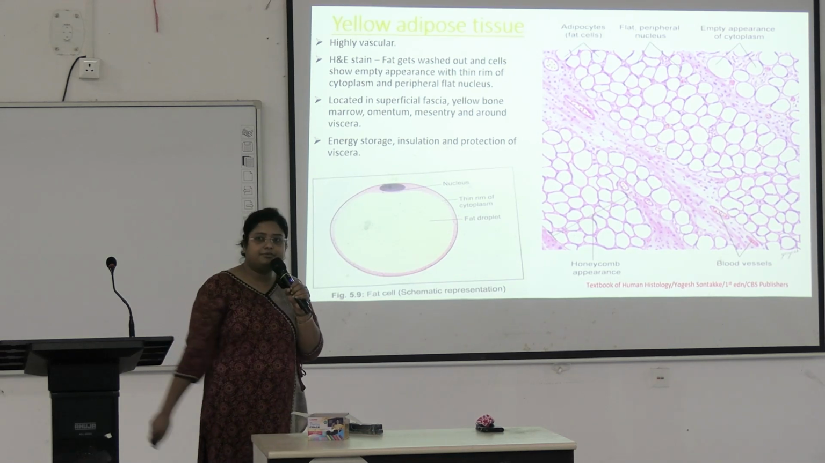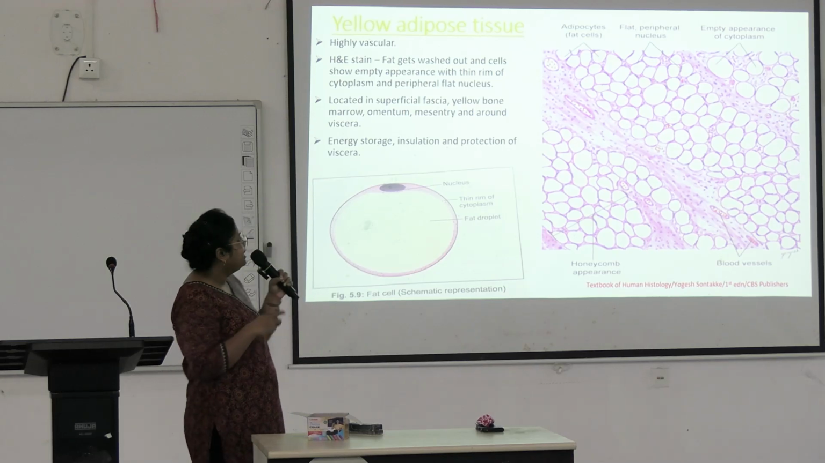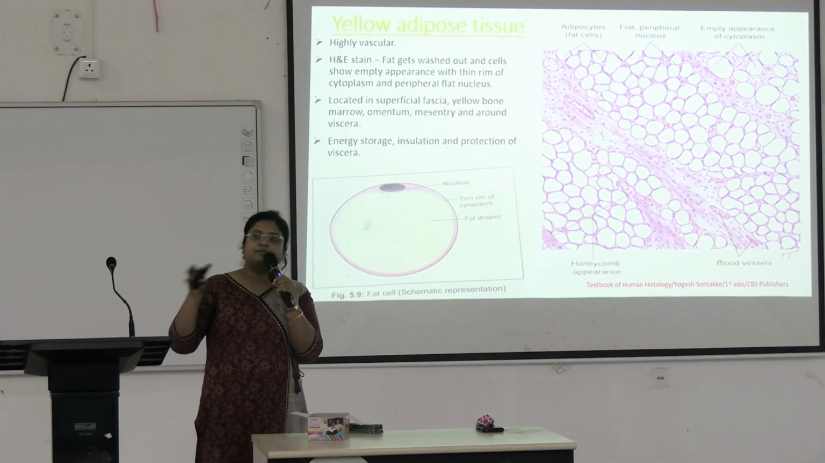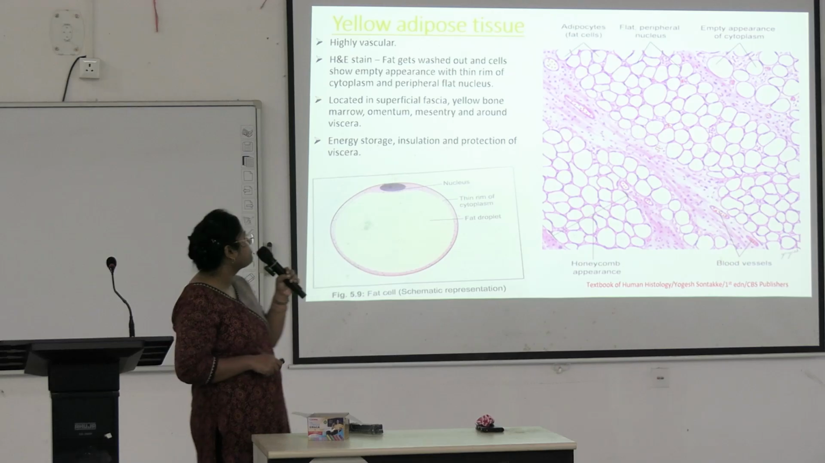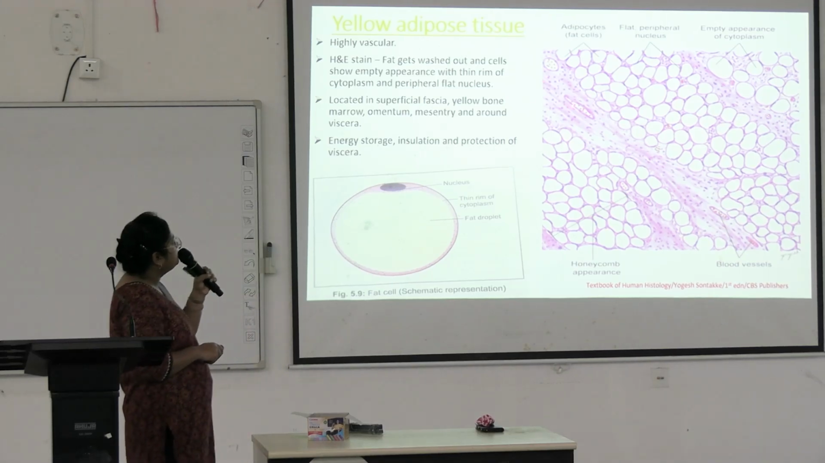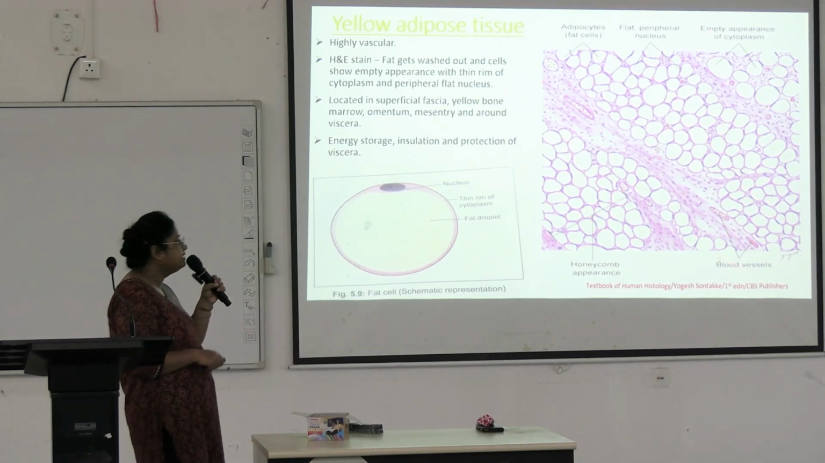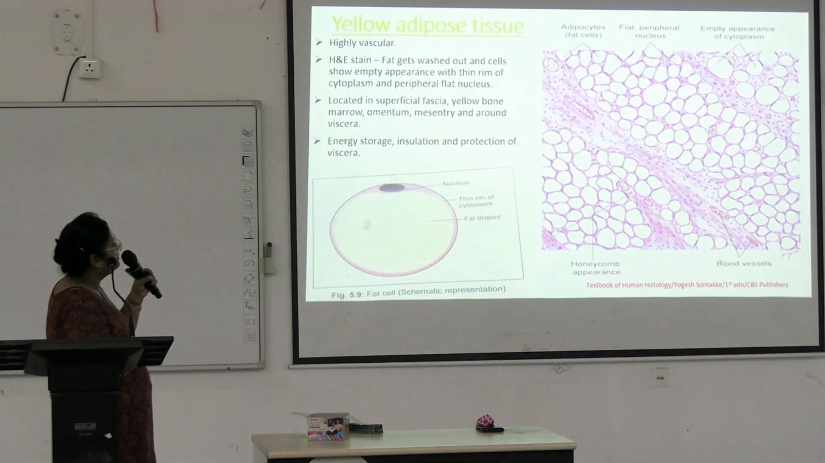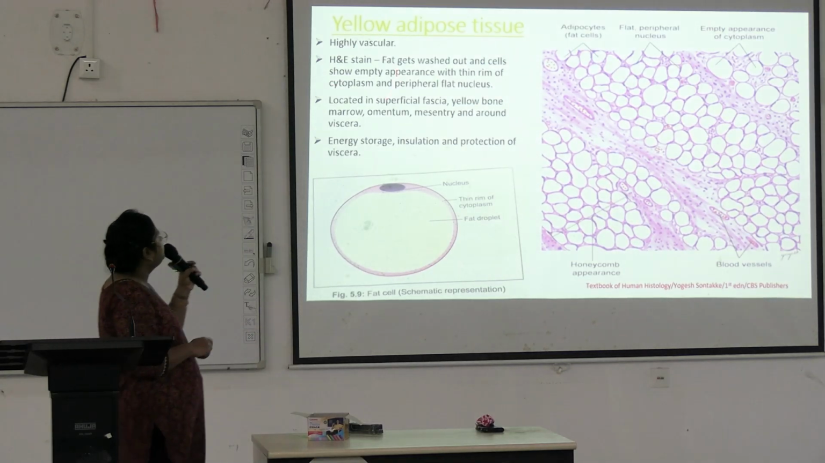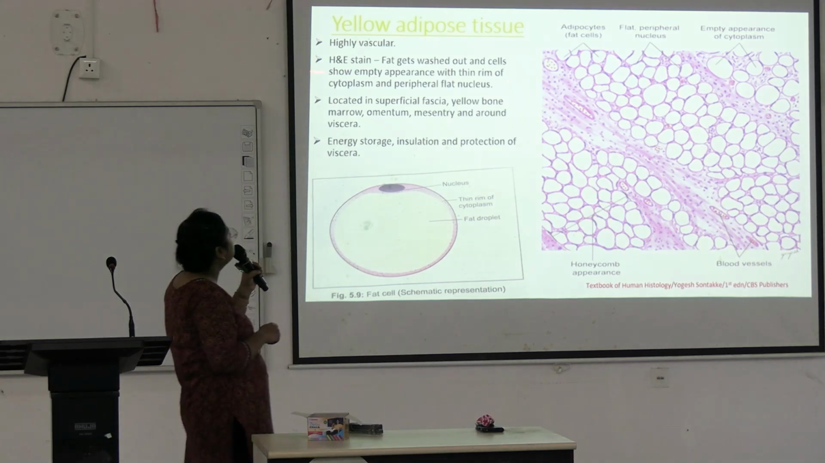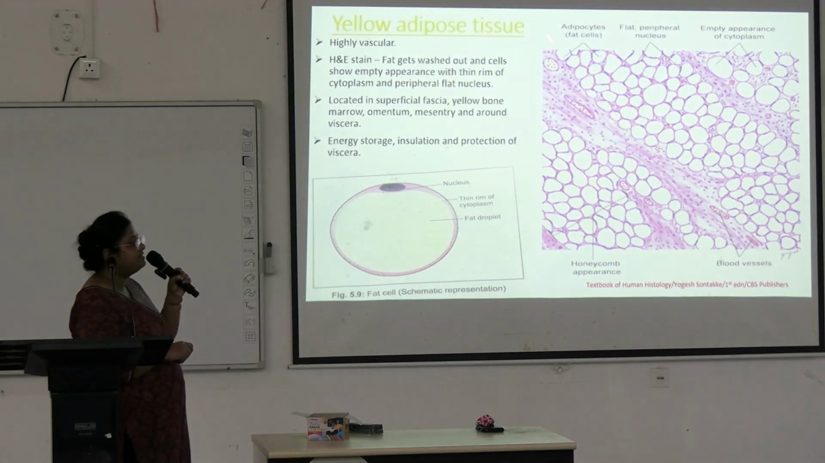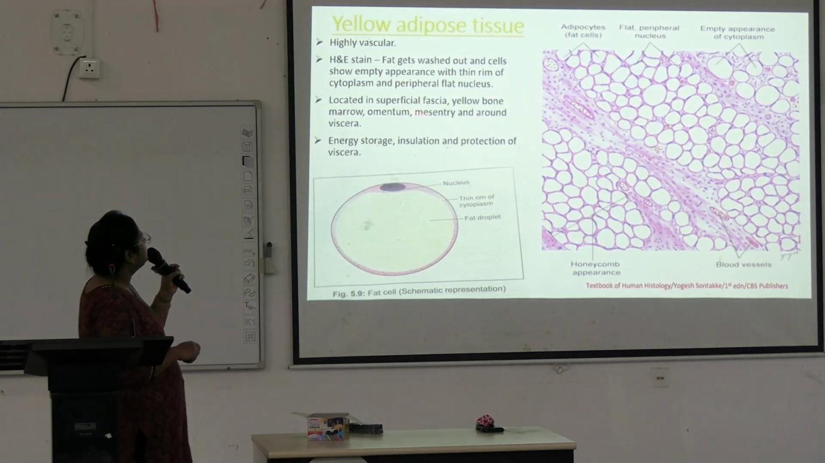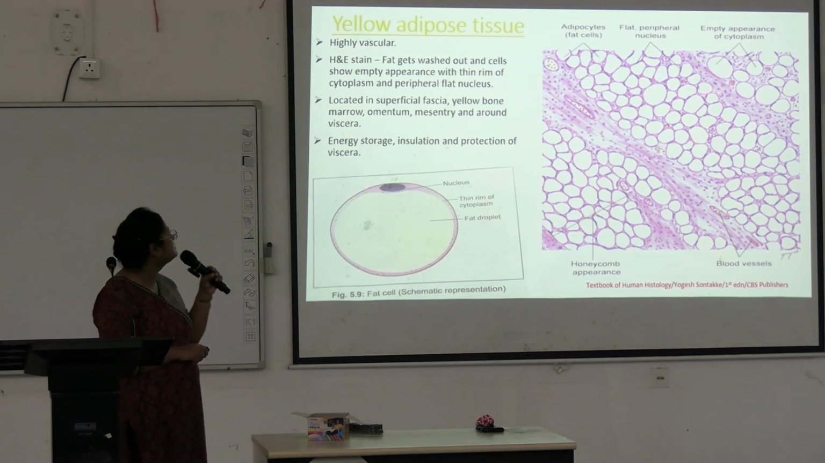Like this you have to draw the adipocytes, and you will see in different tissues some groups of adipocytes. And these are sections of blood vessels within the connective tissue septum. Adipocytes are highly vascular. In H&E staining, fat gets washed out and cells show an empty appearance with a thin rim of cytoplasm and peripheral flat nucleus.